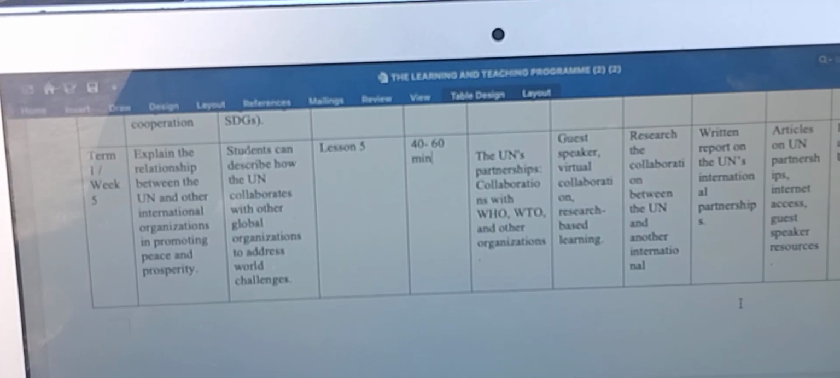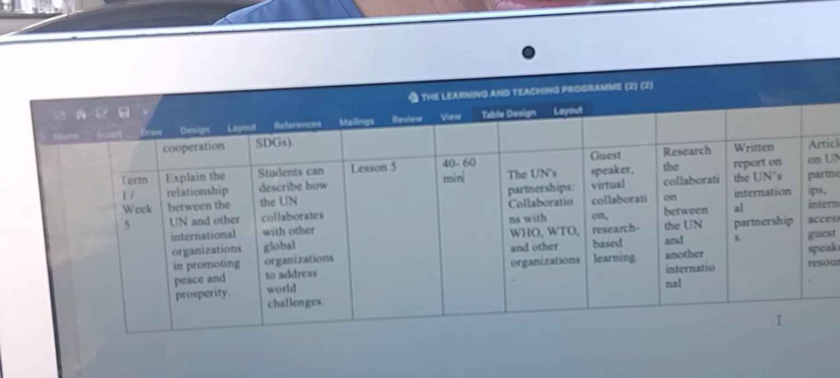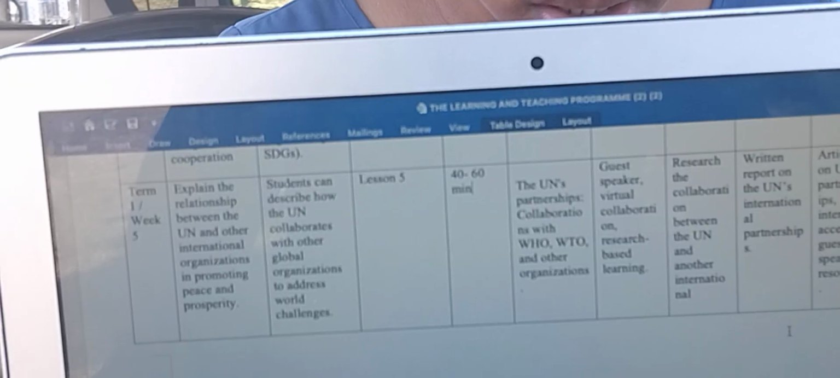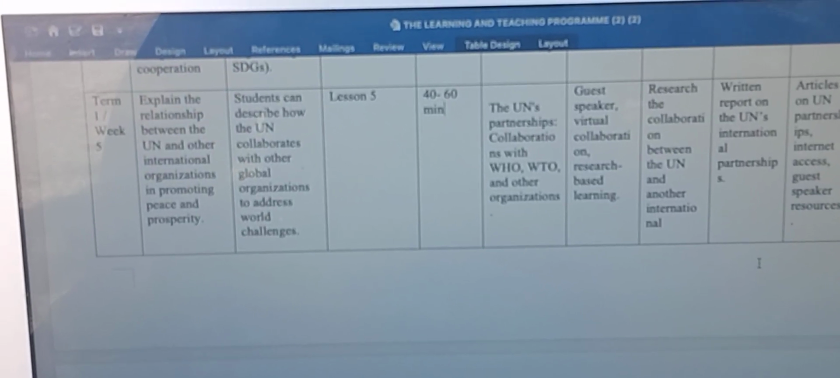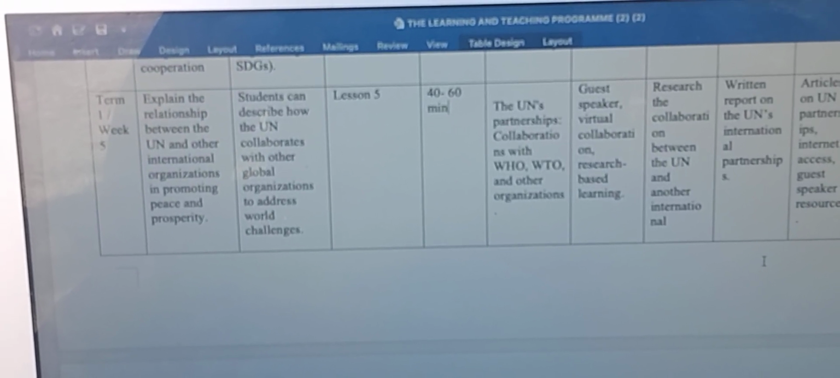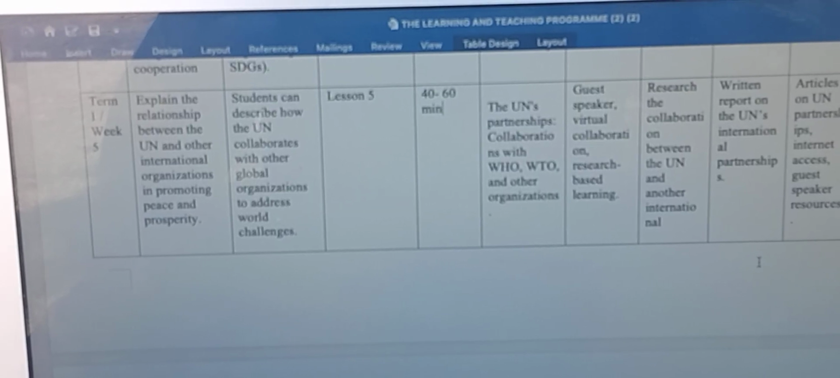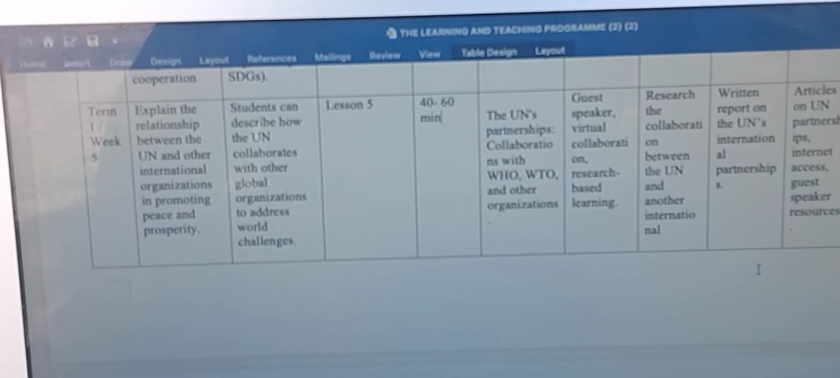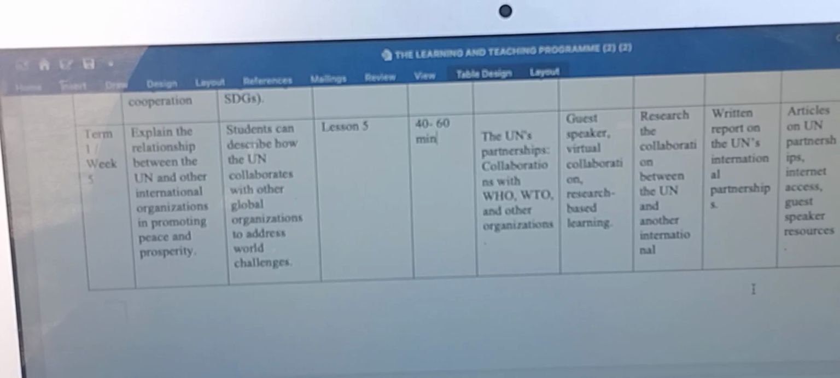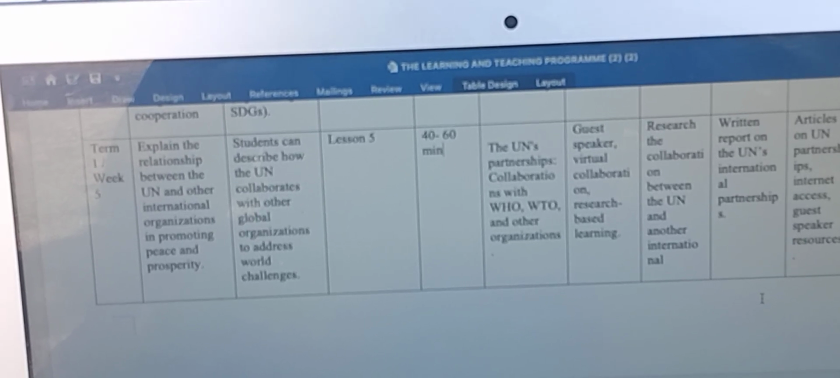Moving on to our lesson. The lesson is lesson 5. Moving on to our learning and teaching focus: the UN's partnerships and collaborations with the WHO, the WTO, and other organizations.